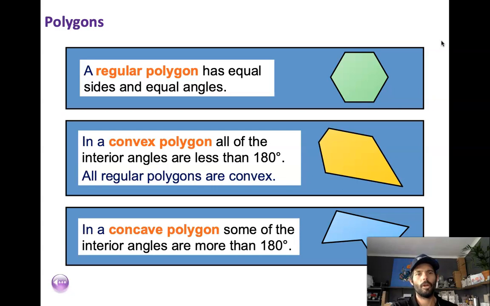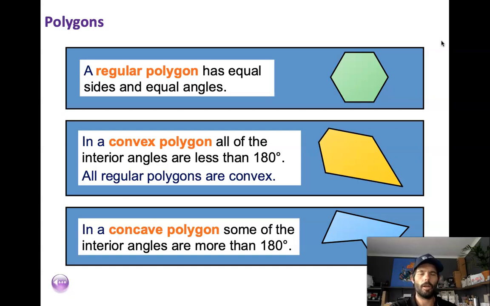And then you get a concave polygon. And in a concave polygon, some of the interior angles are more than 180 degrees. So you can see there is an internal reflex angle there of more than 180 degrees. Just back to regular polygon, an irregular polygon is one where not all the angles and sides are equal. Okay, so regular and irregular polygons, convex and concave polygons.